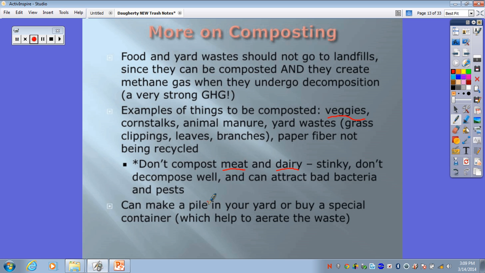You can actually make a pile of this stuff in your yard, and you'd have to read about the science behind it, but basically you're just going to turn it over every once in a while to aerate it. Or you can buy a special container that usually has a little handle on the side that you can spin, and that'll turn over that decomposing stuff on its own. You can also buy little kits if you live in an apartment or a small living situation, where you can do this in your kitchen without having to be outside, and if you do it correctly it won't even smell bad. So that is composting.